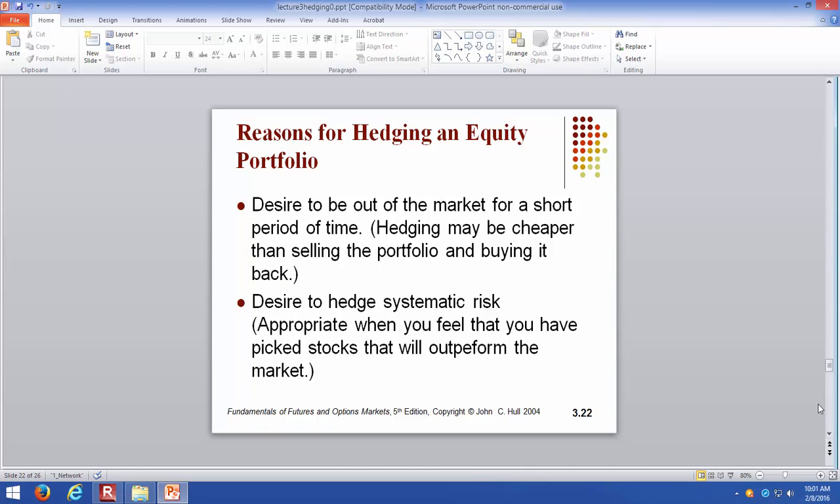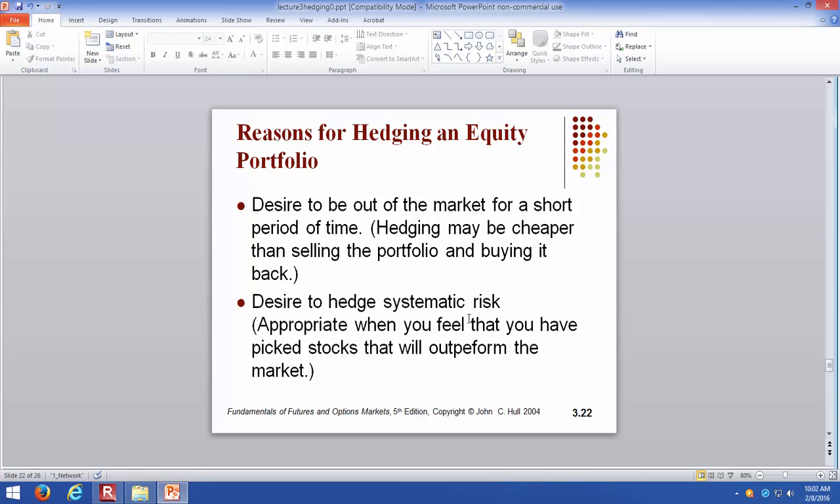Now, why should you want to hedge? There are a couple of reasons. The first is a desire to be out of the market for a short period of time. Hedging may be cheaper than selling the portfolio and buying it back. Let's say you're a portfolio manager with a $100 million portfolio. You're going to spend a lot of money in transaction costs to pay your broker and so on if you want to sell all the stocks and buy them back. Using futures is much easier and much cheaper.